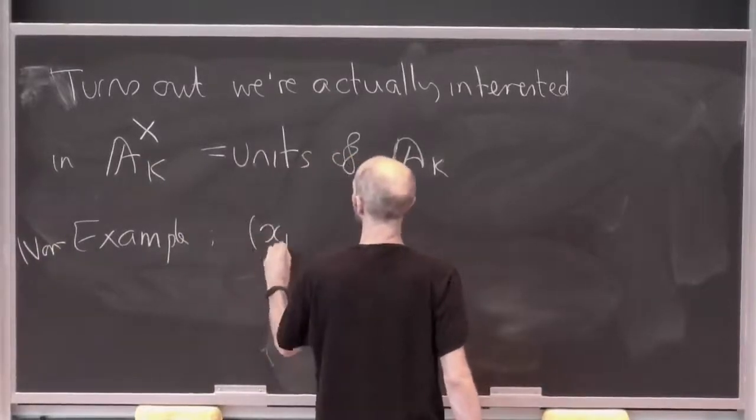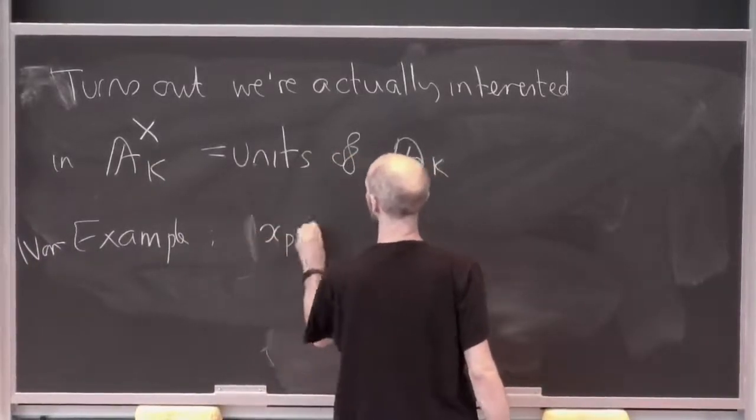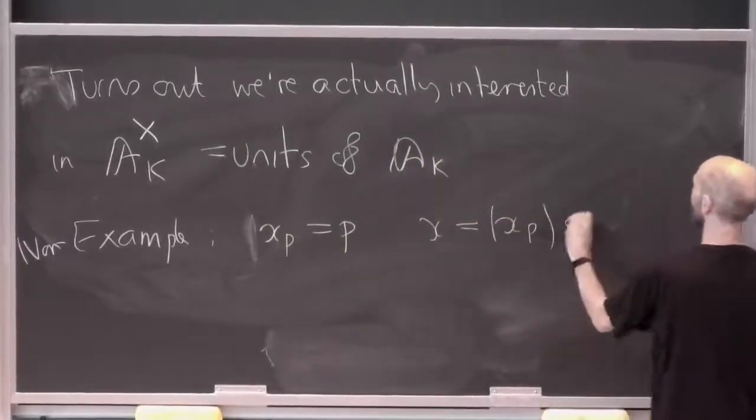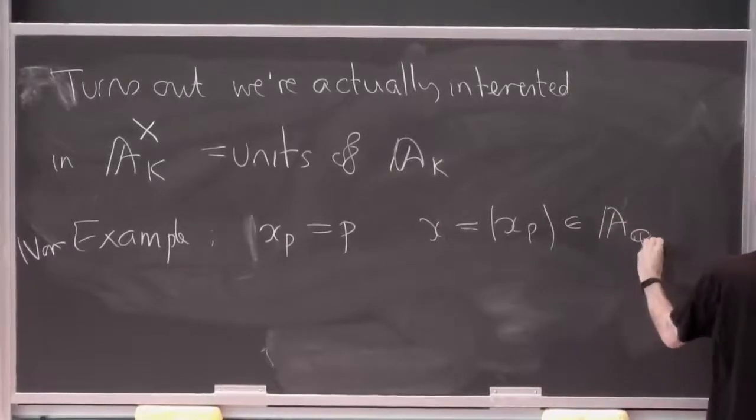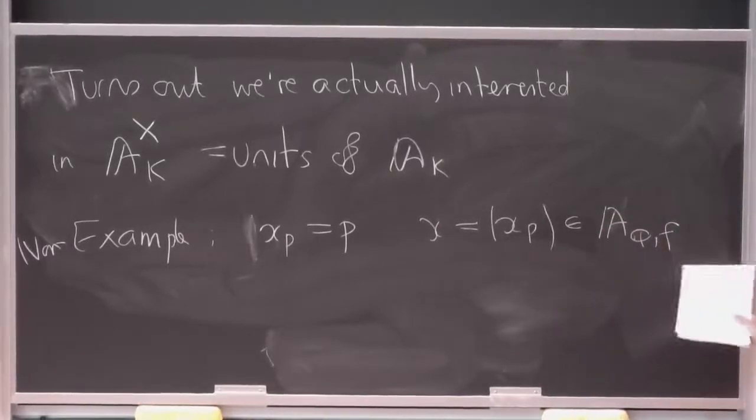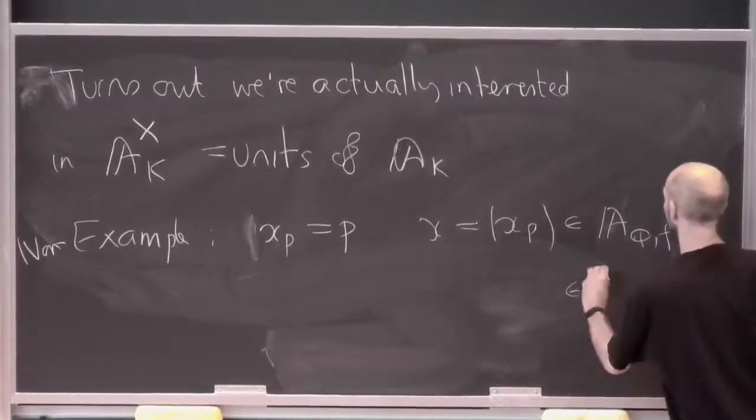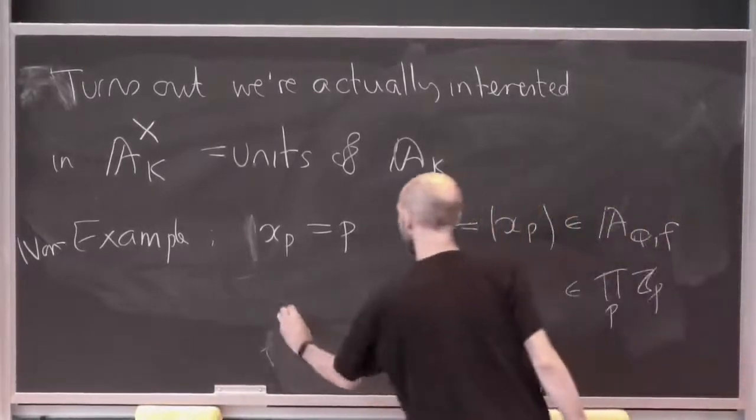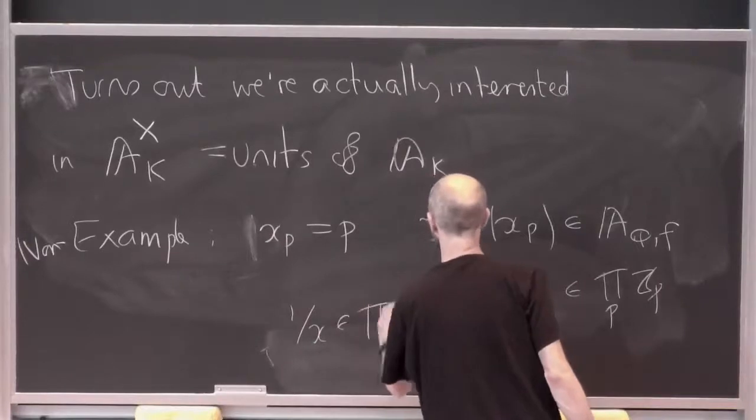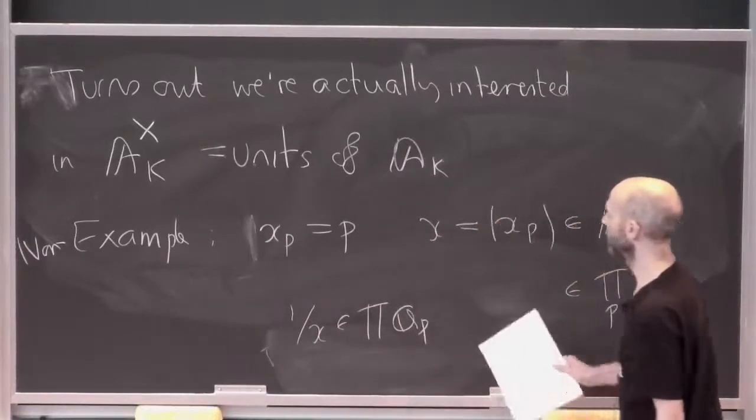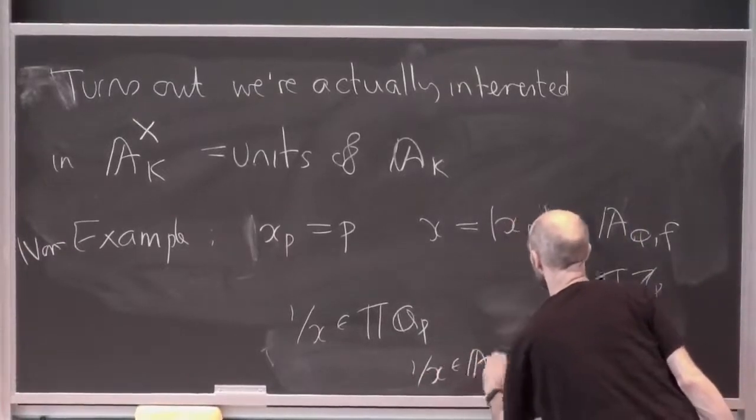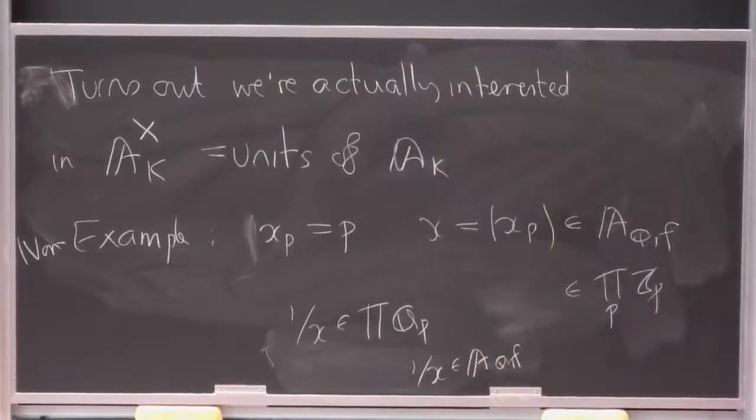If I define x_p to be p, and then x is these x_p's, right? That's in the finite adeles. That's fine, because it's integral. In fact, it's even in the product of the Z_p, the easiest part of the finite adeles. But you can see that 1 over x is in this product of Q_p's, but it's no good, right? It's non-integral everywhere. Well, 1 over x is not in the adeles. It's not a finite adele.